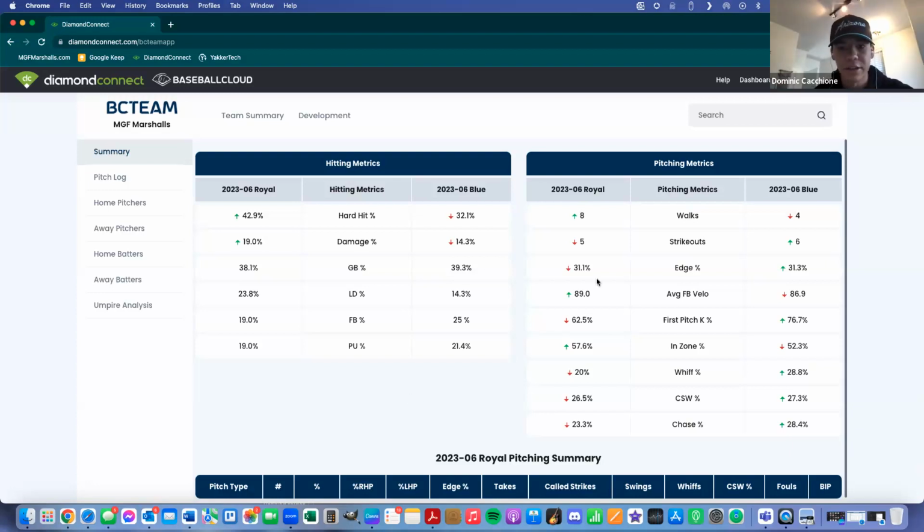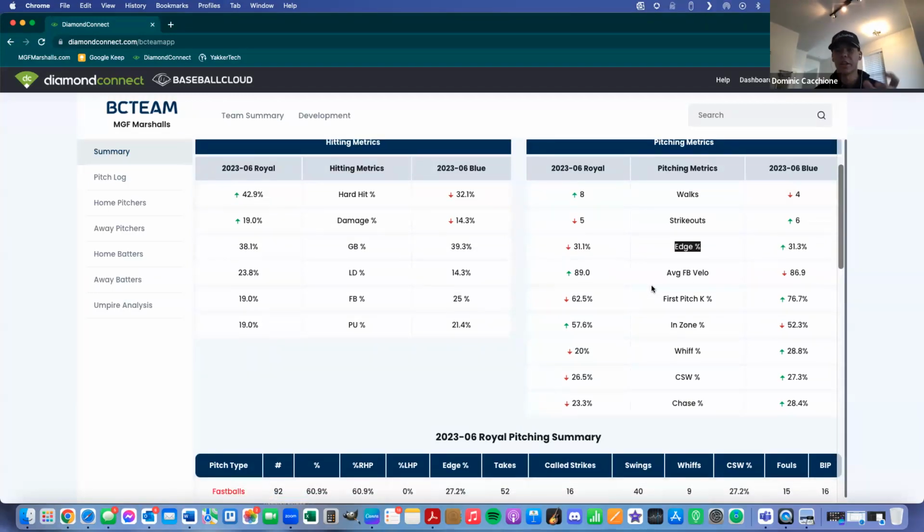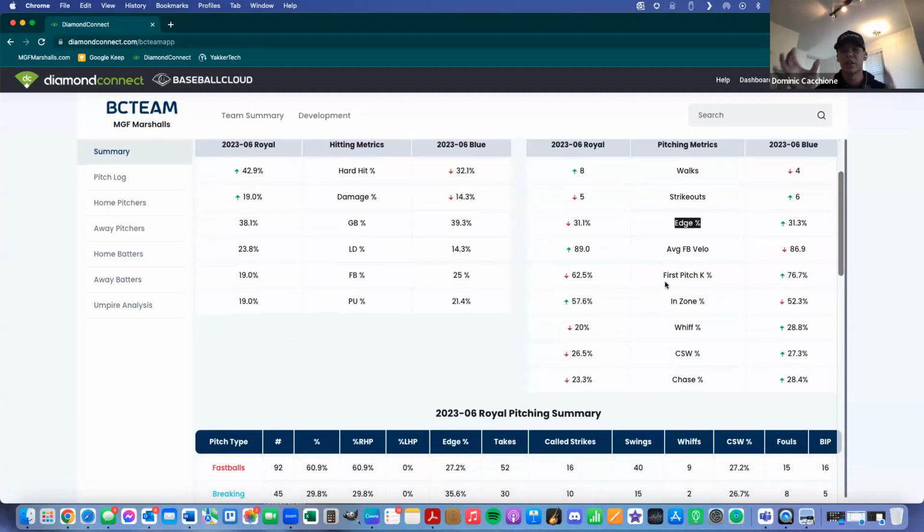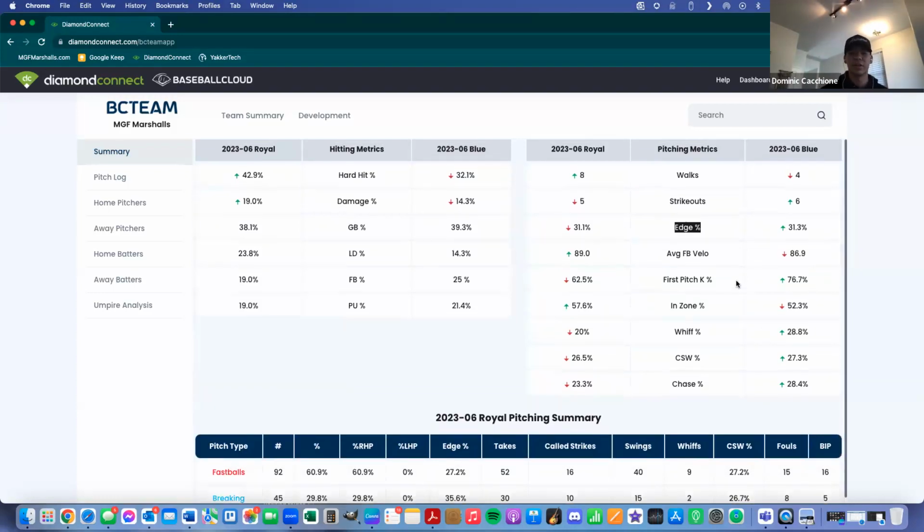Okay. So, obviously, how many walks did we have? How many strikeouts? Edge percentage is pitches thrown on the edge. Consider the black squares or the 9 square on the Acrotech. So it would be balls that are thrown either on the black of the 9 square or on the corners just around the zone, just on the edge.